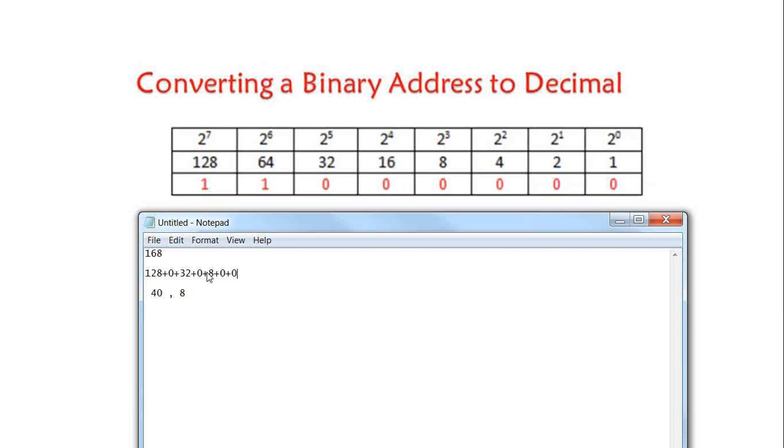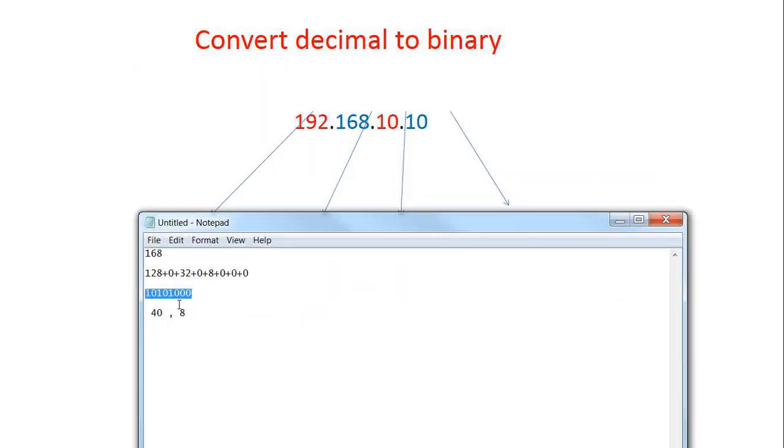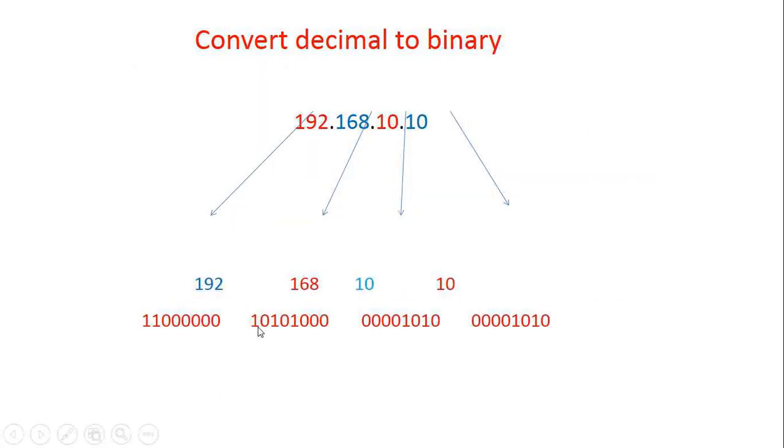Right. Got it. 1, 2, 3, 4, 5, 6, 7, 8. So we got our binary value: 1, 0, 1, 0, 1, 0, 0, 0. So this is the binary value. Let's see if we have got it. This is the value which we got for 168: 1, 0, 1, 0, 1, 0, 0, 0.